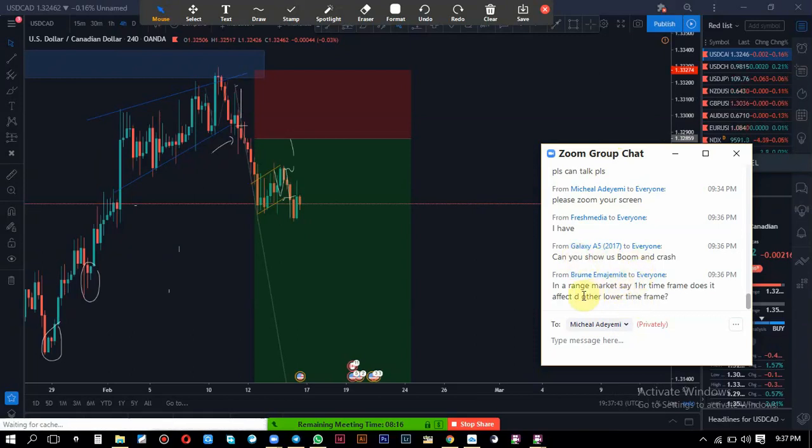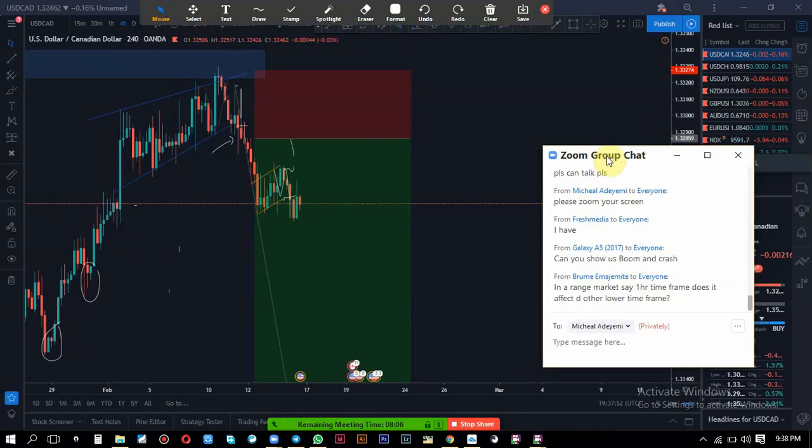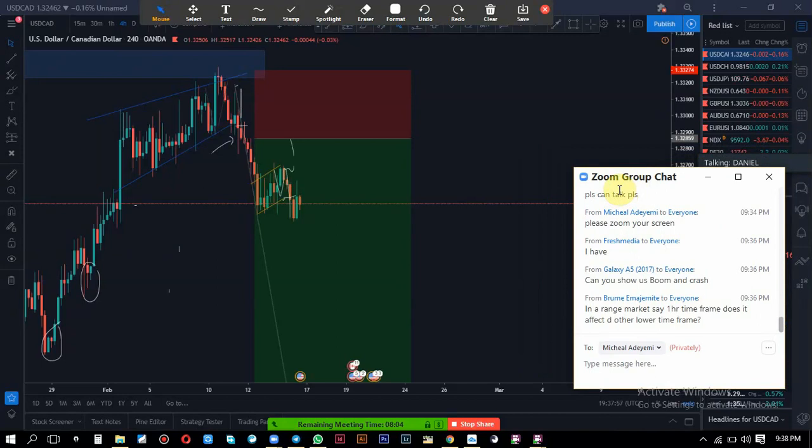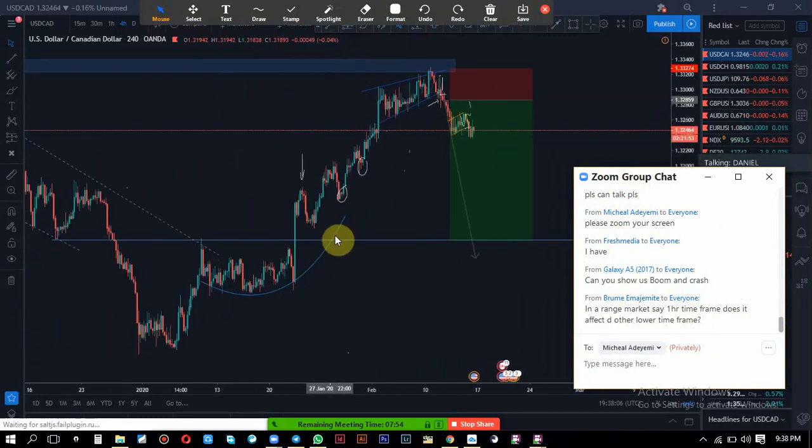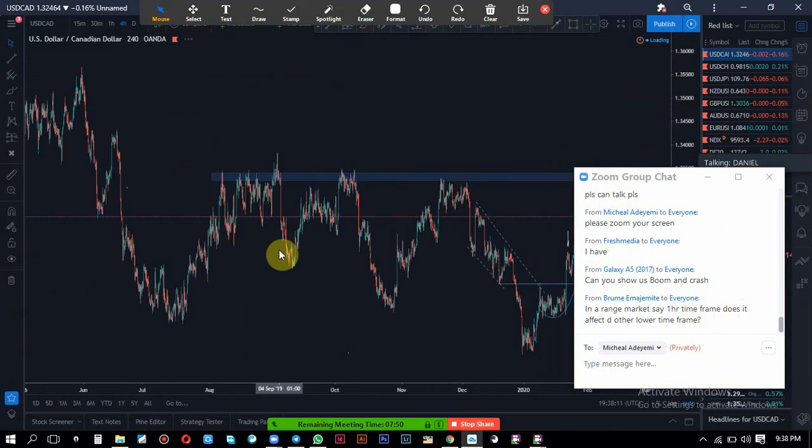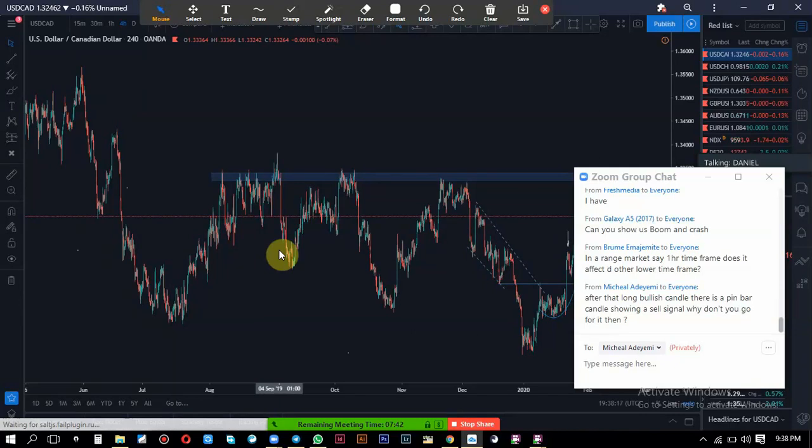Yeah, thank you. In a range market, say on a 1 hour time frame, does it affect the lower time frames? What you need to know, guys, is that when the market moves, it's just one movement. The time frames elaborate and summarize that movement. On the daily time frame the movement is summarized, but on the 15-minute the movement is elaborated. Every detail is being painted out. So it's basically one movement, but in the lower time frame it will look like a bigger picture.